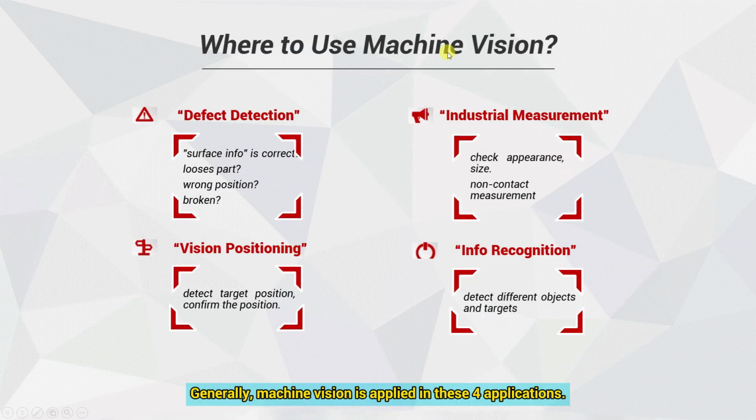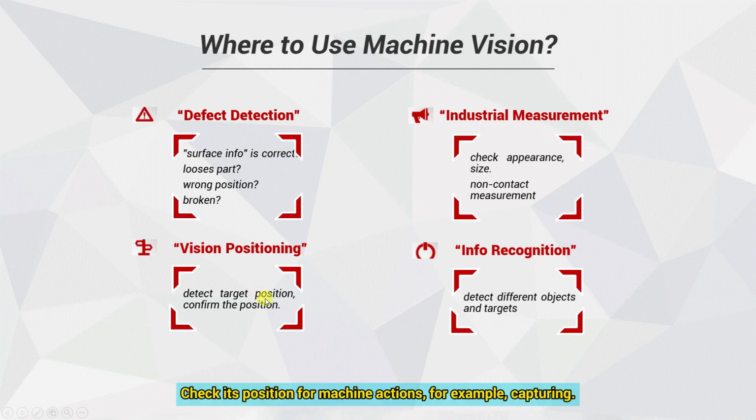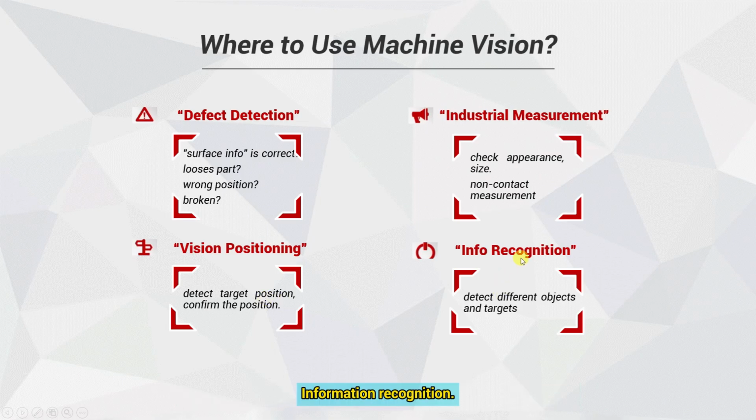Generally, machine vision is applied in these 4 applications. Defect detection. Detect the material surface. Industrial measurement. Measure the appearance, size, etc. Vision positioning. Check its position for machine actions, for example, capturing. Information recognition. Identify different objects and targets, like character, QR code, shape, color, etc.